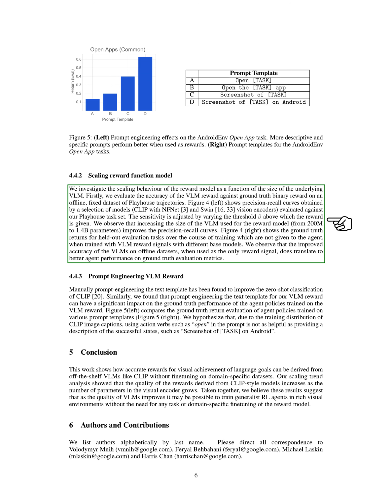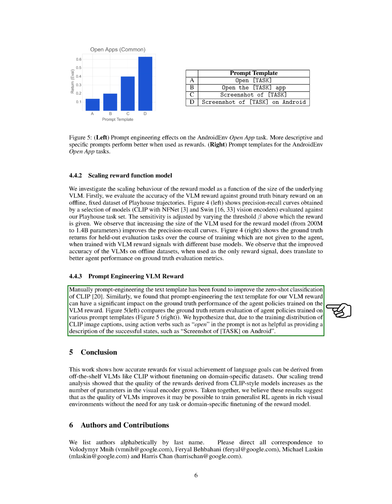In section 4.4.2, we explore the scaling behavior of the reward model as a function of the size of the underlying VLM. We evaluated the accuracy of the VLM reward against the ground truth binary reward on a fixed dataset of Playhouse trajectories. We found that increasing the size of the VLM used for the reward model improves the precision recall curves. We also found that the improved accuracy of the VLMs on offline datasets translates to better agent performance on ground truth evaluation metrics.